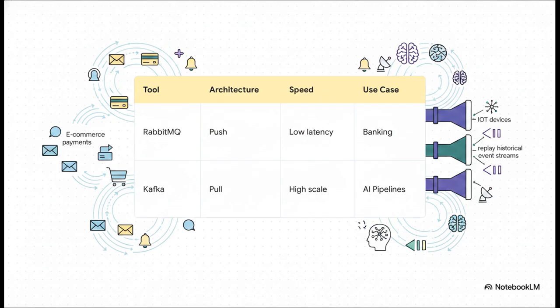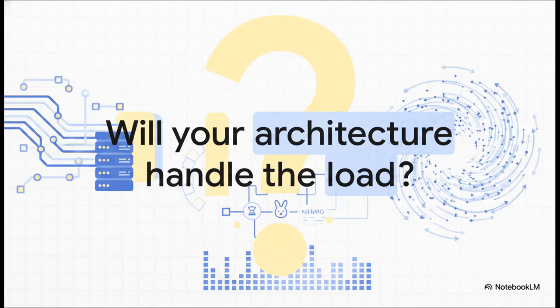But if you are building massive AI training pipelines, ingesting telemetry data from millions of IoT devices, or you need the ability to replay historical event streams, Kafka is the undisputed champion. The truly beautiful thing here is that you don't necessarily have to choose just one. Lots of massive enterprises use both, putting each exactly where they shine. But it all comes down to really knowing your data flow.